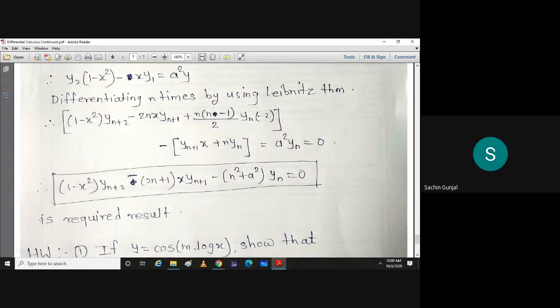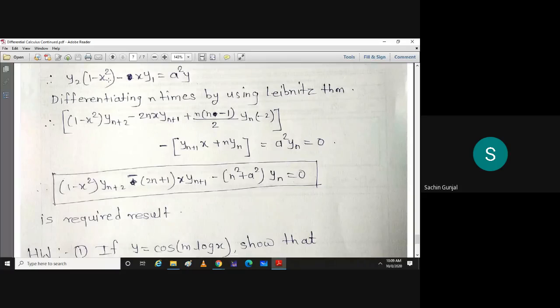Now you have y2 into 1 minus x square minus xy1 equal to a square y. Now differentiate each term n times using Leibniz theorem. Tell me u and v for the first term. Sir, in the first term, u will be y2 and v will be 1 minus x square. Yes, right.